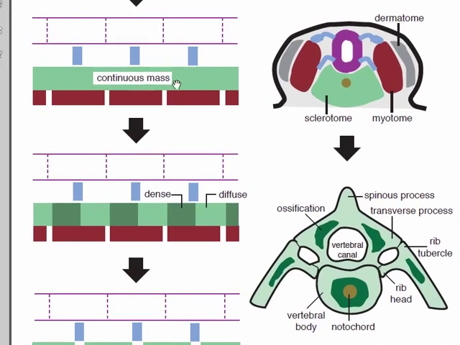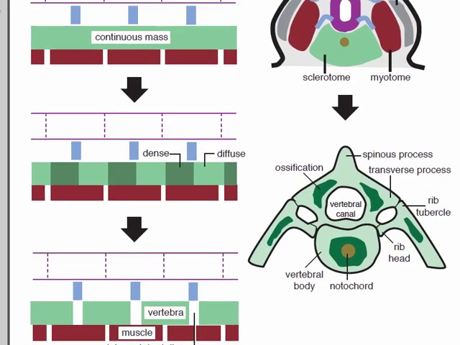The sclerotomes, adjacent sclerotomes, form a continuous mass, so they lose their somite sclerotome segmentation. And then they happen to divide into dense and diffuse regions, each sclerotome. But the point is that this dense region from this sclerotome is going to ultimately merge with the diffuse region from the other sclerotome. And so we're going to end up with a vertebra formed by two adjacent sclerotomes.